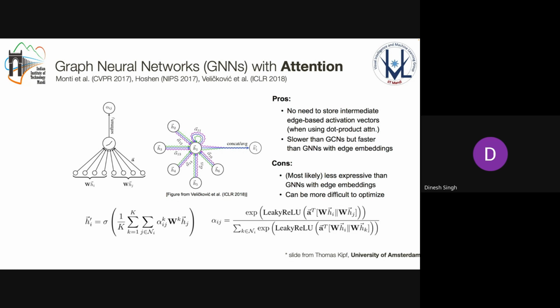So wherever you are concerned about the importance of the edge, you can use this kind of attention-based graph neural network, and you can get both the feature vectors as well as the importance of the link.